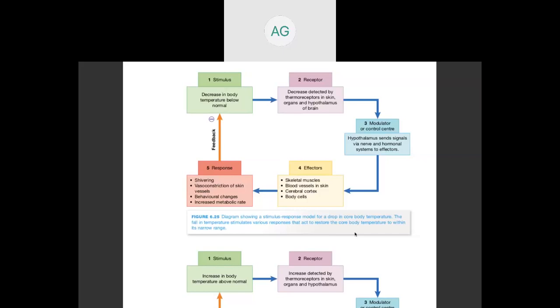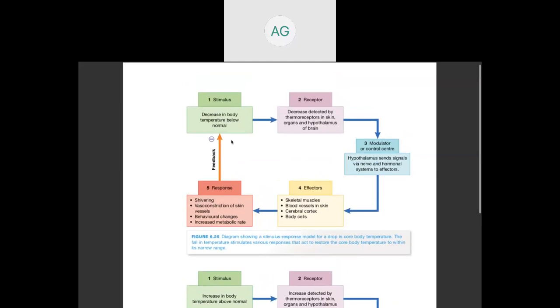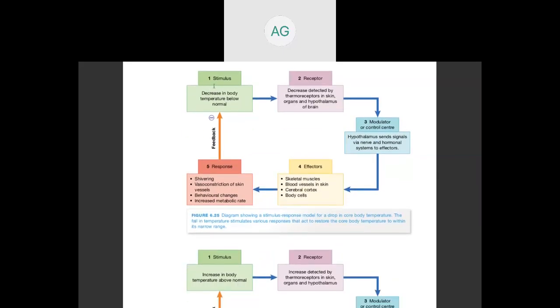Okay, so let's do that for the temperature regulation. This is an example of a negative feedback system. So what happens? The first step is the stimulus. Stimulus is the change. In terms of body temperature, what could be the change? Either it could go lower or it could go higher. This one is for when there is a decrease in body temperature below normal. It could be because it's so cold outside that your body temperature starts to go below normal.